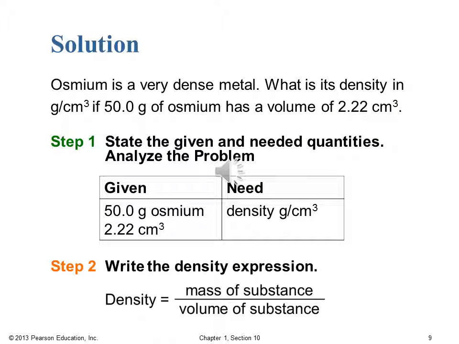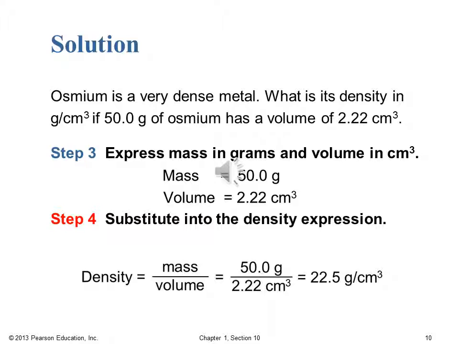Okay, so working through in step 1, we take a look at the given and needed quantities and analyze the problem. So we're given 50.0 grams of osmium, and we're told that it occupies a volume of 2.22 cubic centimeters, and ultimately we need the density in grams per cubic centimeter. So if we write the density expression, again, we're solving for density, so we want the form of the expression that says density equals mass of substance over volume of substance. Moving on to step 3, we express the mass in grams and volume in cubic centimeters. Look at that, I was nice again, and they're already provided in those correct units, so we have no conversions to worry about there.